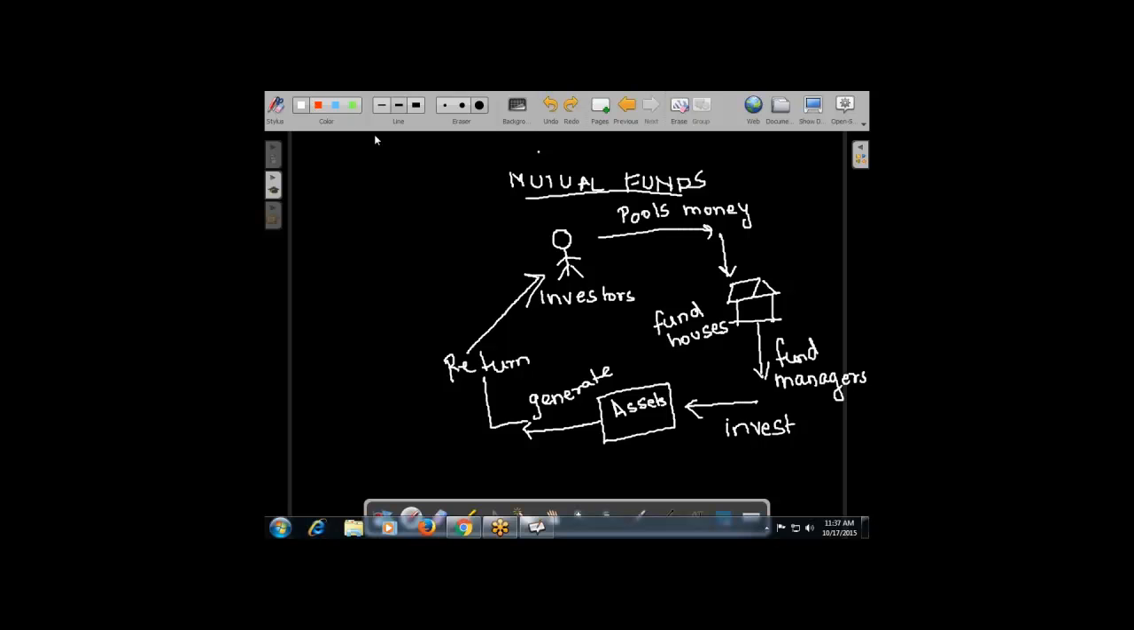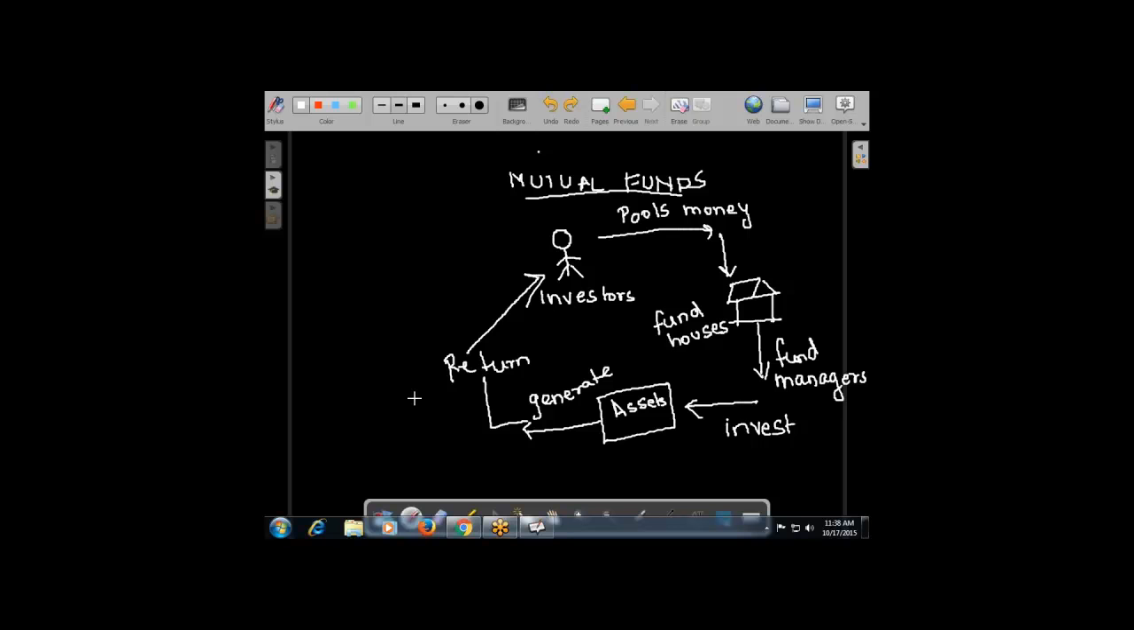And to do this entire process, the fund managers and the fund houses charge a certain commission on behalf of the investor to carry out the entire process. Am I clear, Pavan? What is mutual funds?